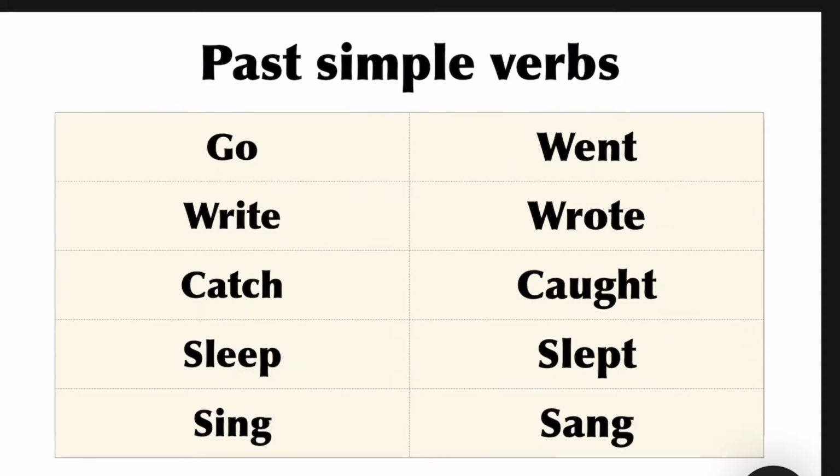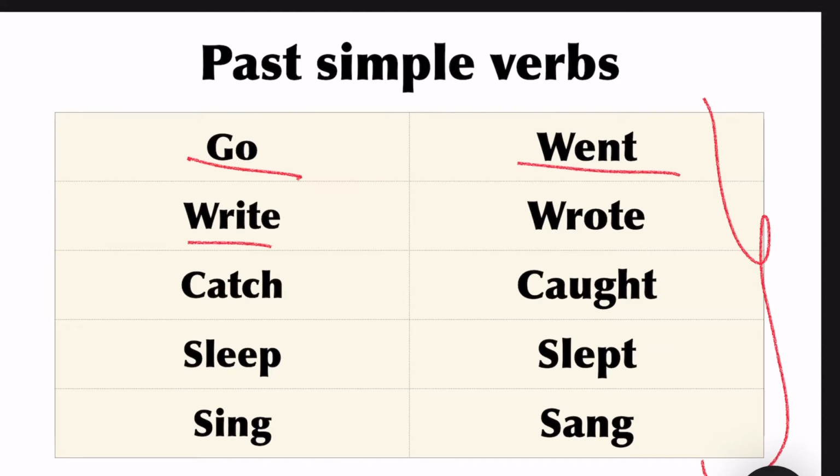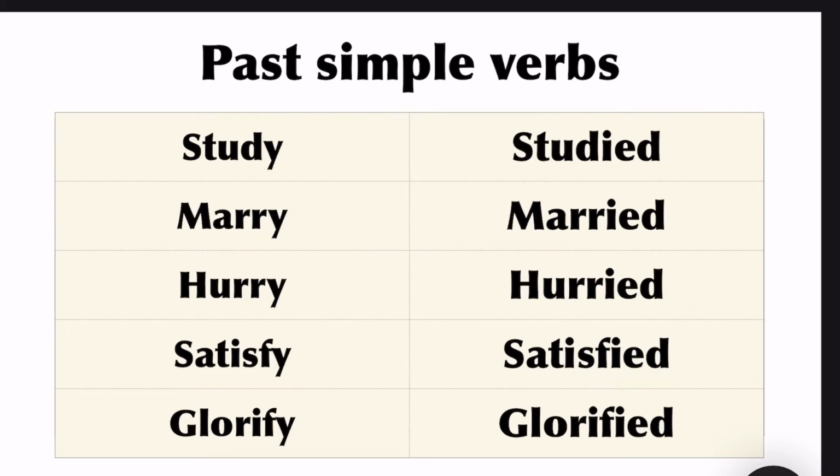Look at this slide. Simple past tense verbs. These are all called irregular verbs. See, the present form is go and the past tense for go is went. Write, wrote. Catch, caught. Sleep, slept. Sing, sang.